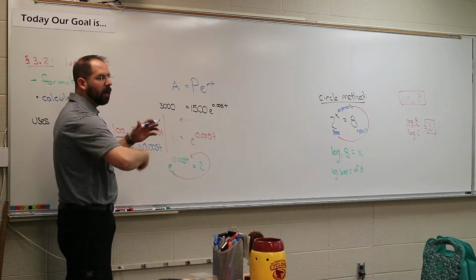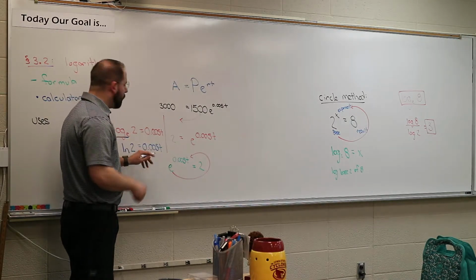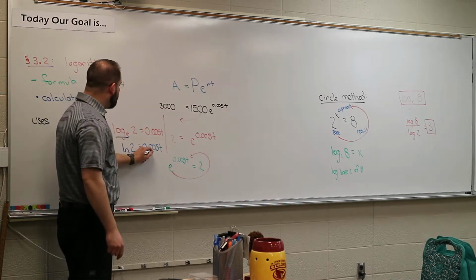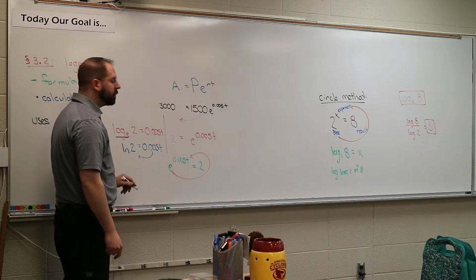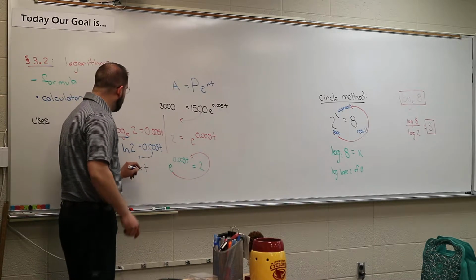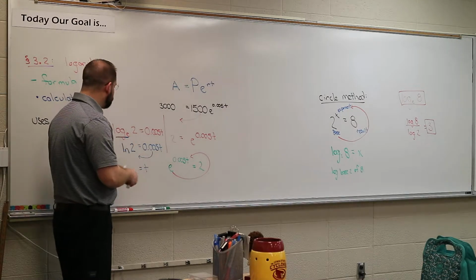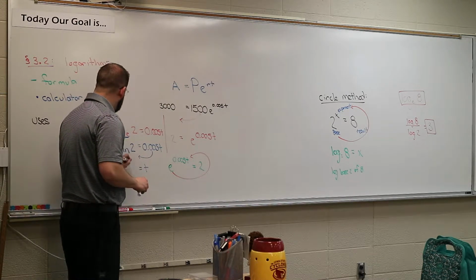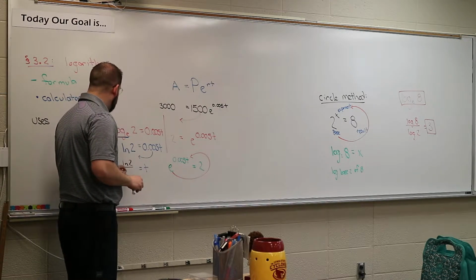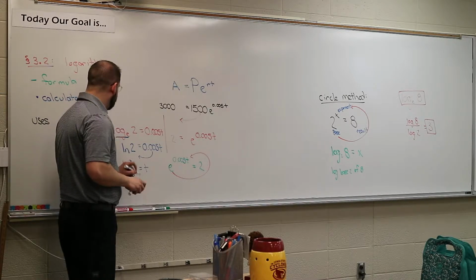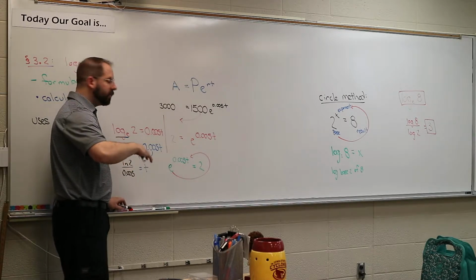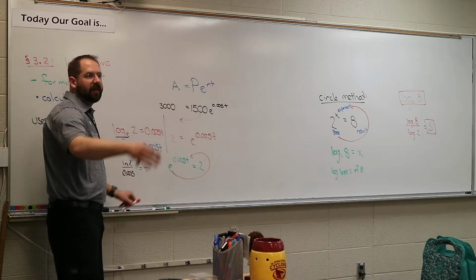So I don't need to do that whole division idea. I don't need to separate it. And then you have to divide by this number. So to get t by itself, you're going to divide by the 0.005. So it'll be 138.629436. So you're taking the natural log of 2 divided by 0.005.